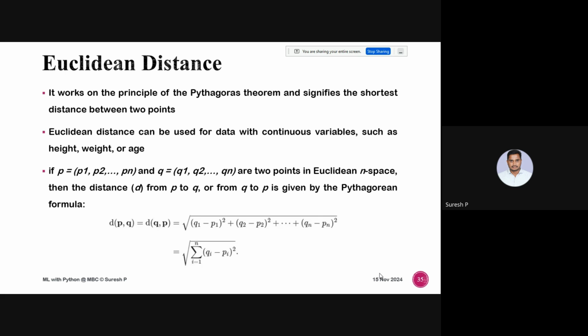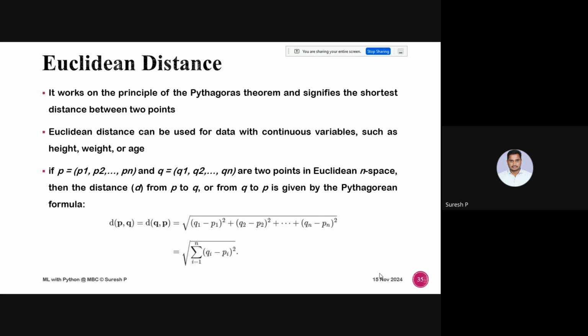So whenever we have continuous attributes, we can go for Euclidean distance. The Euclidean distance can be calculated using this formula. Consider a record with different attributes like P1, P2, Pn, and another record with Q1, Q2, Qn. Assume that these are the two data points. Here we are having n space. There are n attributes like P1, P2 up to Pn, and again Q1, Q2 up to Qn.